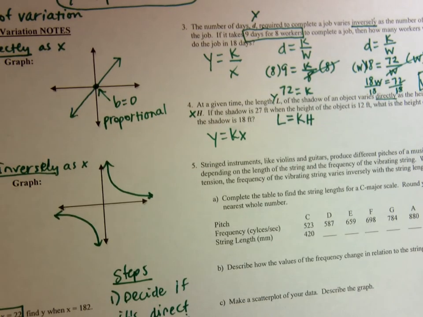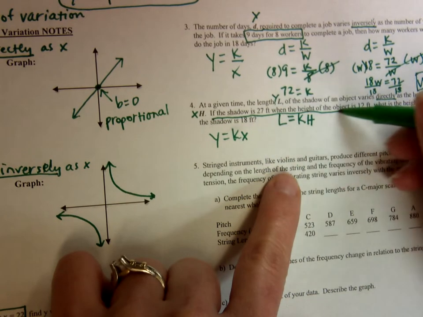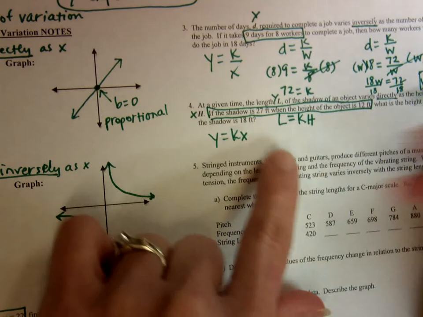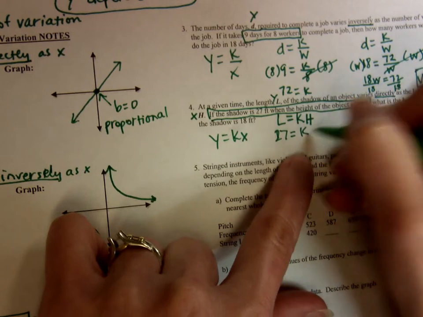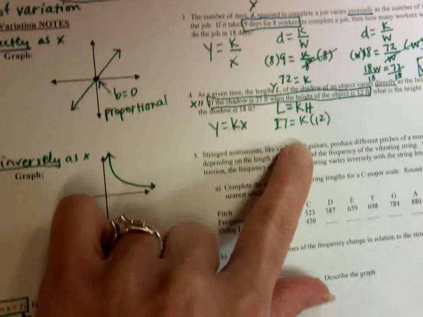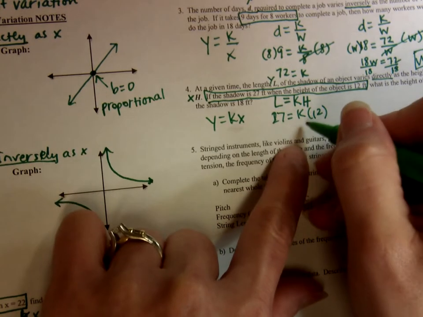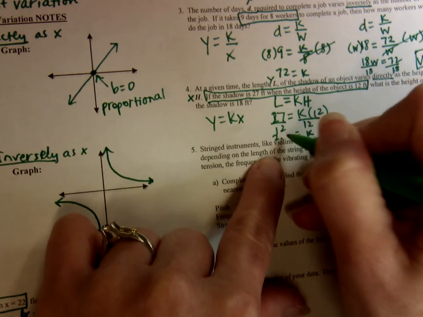So which two numbers will help us figure out the K? The 27 and the 12, exactly, because those are the ones that are connected. It says this one's 27 when the other one is 12. So the shadow length is 27 equals K times the height of the object, which is 12. So what do we do to get K by itself? Divide by 12. And K is going to equal 2.25.